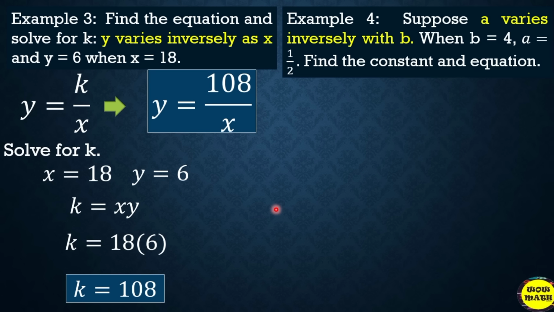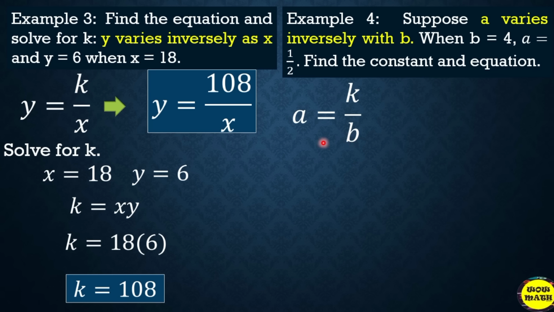Another example. Suppose A varies inversely with B. When B is equal to 4, A is equal to 1/2. Find the constant and equation. So, same lang yung process na gagawin natin sa example number 4 sa ginawa natin sa example number 3. So, first, since yung variable na ginamit natin dito is A and B, so yun dapat ang makikita nyo dyan, hindi yung X and Y. So, that is A is equal to K over B, kasi A varies inversely with B.